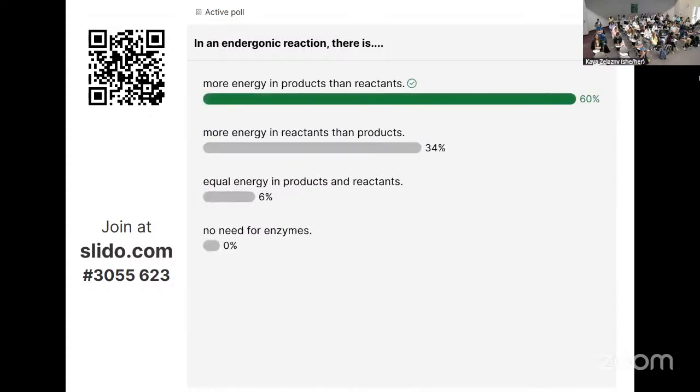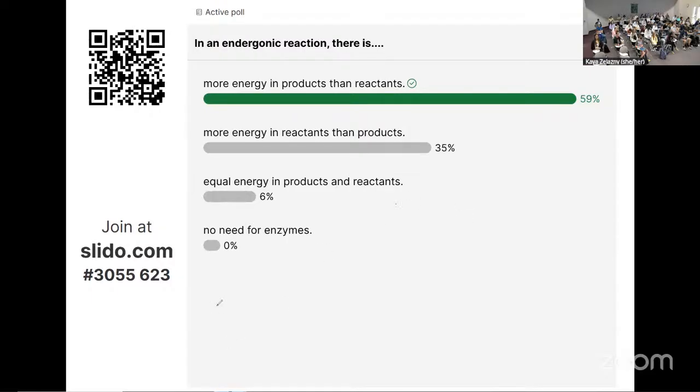So we know it's about energy. We got a little bit of a mix. Yeah, we're talking about energy of products and reactants. And in an endergonic reaction, we're thinking about a reaction where our product ends up with more energy than our reactant had in the first place.